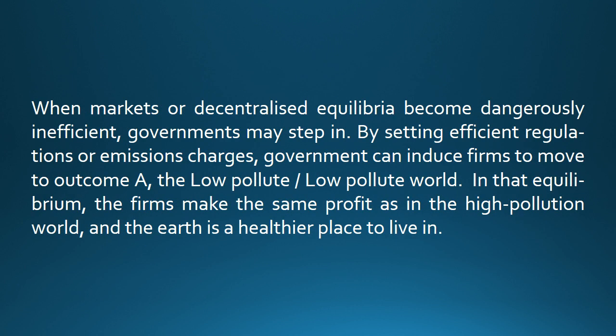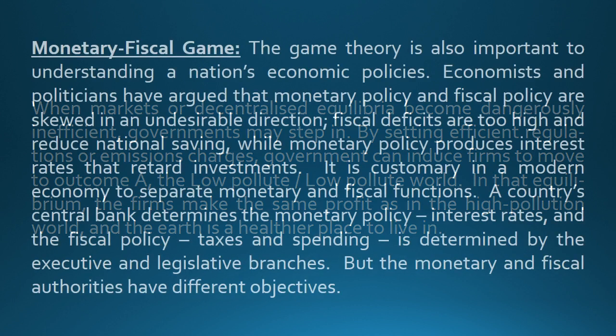When markets or decentralized equilibria become dangerously inefficient, governments may step in. By setting efficient regulations or emissions charges, government can induce firms to move to outcome A, the low pollute world. In that equilibrium, the firms make the same profit as in the high pollution world, and the Earth is a healthier place to live in.